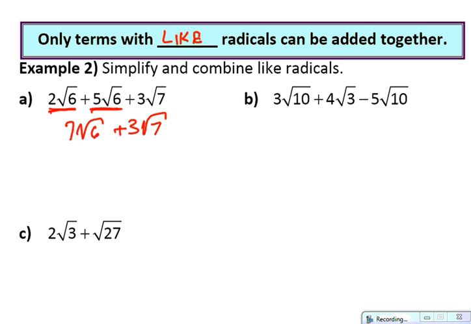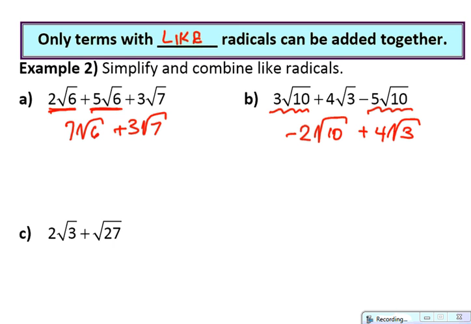B, I have 3 radical 10 plus 4 radical 3 minus 5 radical 10s. So I can see here that the 3 and the minus 5 radical 10s will combine together. So I have 3, I'm going to take away 5 of them, so I'm left with a negative 2 radical 10 and then plus 4 radical 3, which is different.